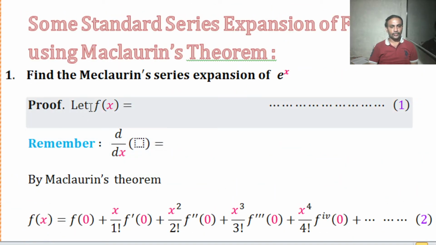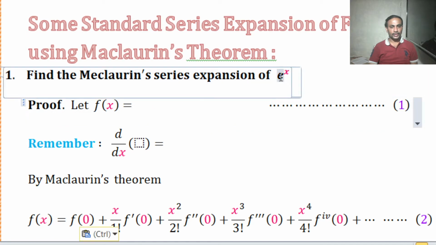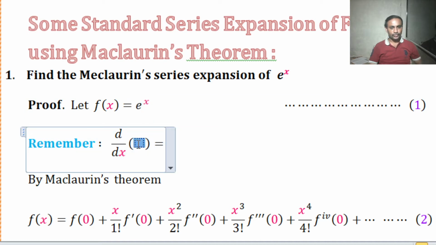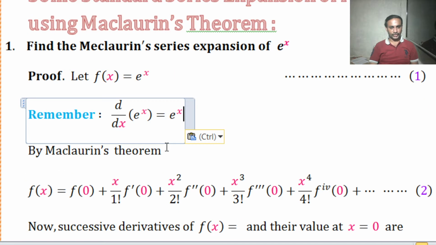Now this is the frame of solution. In that we have to consider given function as f of x. So here f of x is e raised to x. Now we know that derivative of e raised to x is e raised to x. So using this concept we are finding the Maclaurin series of this function e raised to x.